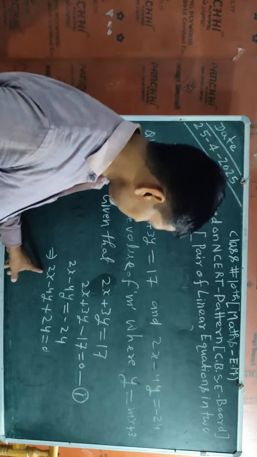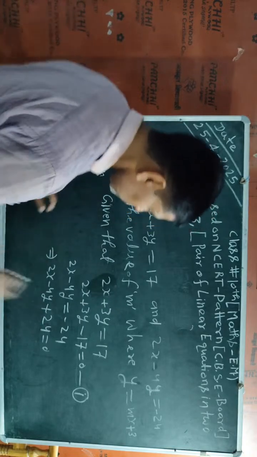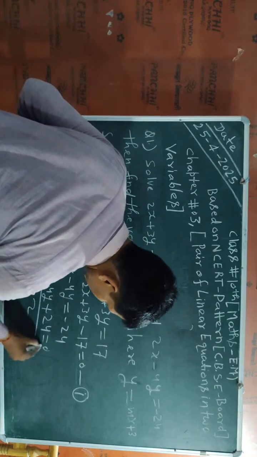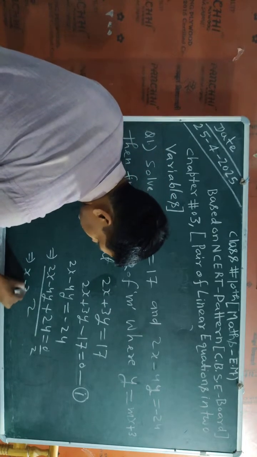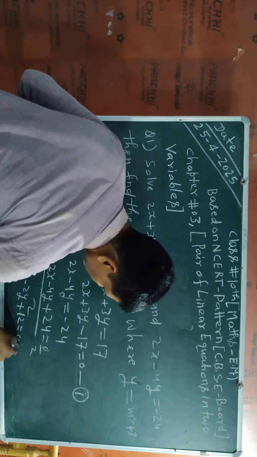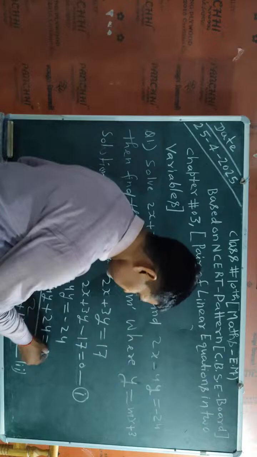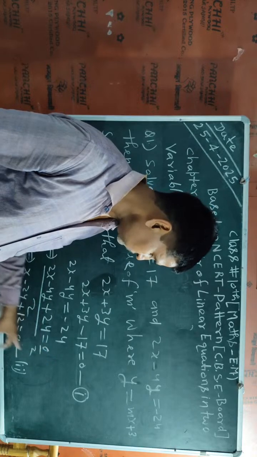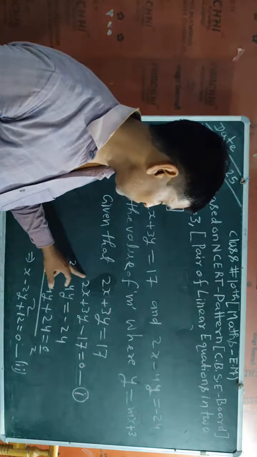Now I will divide both sides, left and right, by 2. After dividing, it becomes x minus 2y plus 12 equals 0. This is equation number 2. Understand clearly: if I divide zero by any number, it remains 0. Okay students, now further I will check the ratio of the coefficients.